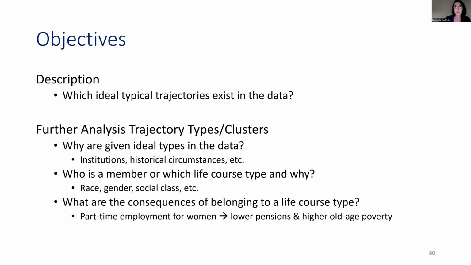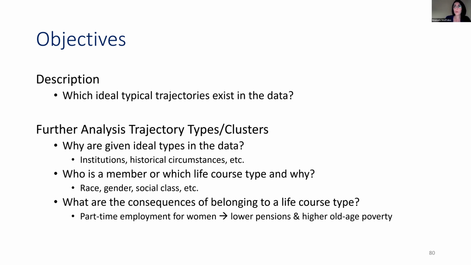But we can also wonder who in the population is more likely to experience a certain life course. And here one might want to explore differences by race, gender, social class, education, etc. So how is the unfolding of a specific trajectory linked to the fact that individuals have different baseline characteristics?